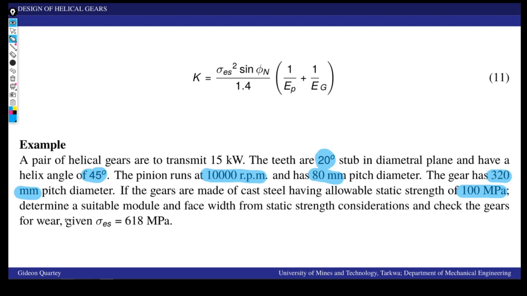Determine a suitable module and face width from the standpoint of strength considerations, and check the gears for wear. We've been given the surface endurance limit stress to be equal to 620 megapascals. Alright, so in this one we have to calculate a suitable module and face width from the standpoint of strength consideration. Alright, let's look at it.